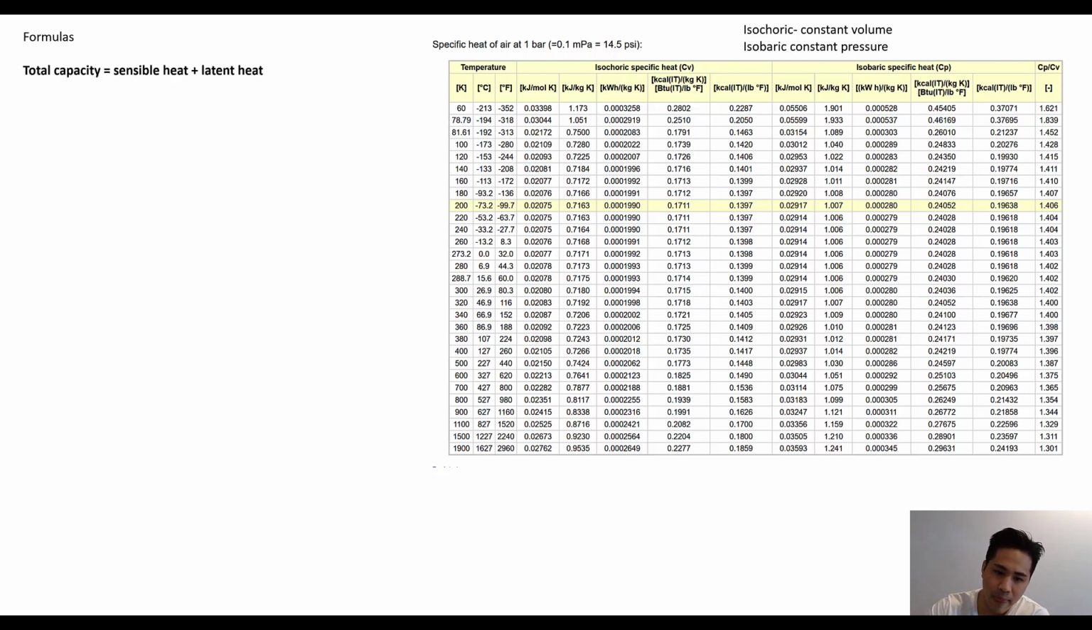The main formula will be the total capacity, and that is equal to the sensible heat plus the latent heat. The sensible heat is basically the heat that is related to the dry bulb temperature, and the dry bulb temperature is basically the temperature that you'll see off a thermometer. The latent heat is related to the amount of moisture in the air, and that's related to the wet bulb temperature.